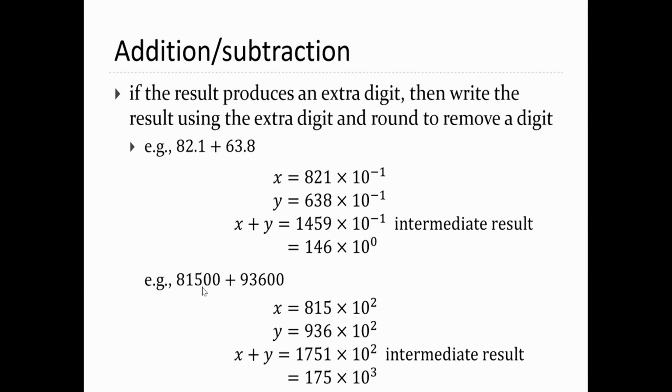Okay, here's another example, 81,500 and 93,600. Write down our 2 numbers so that their exponents are the same, and compute the sum. I have 4 digits, so what am I going to do? I'm going to increase the exponent by 1, so that goes to 10 to the 3. That's the same thing as multiplying by 10, so I divide the significand by 10 and get 175.1. Round the result to 175. And again, notice that the sum has some error in it. It's no longer 175,100. The closest I can represent in our format is 175,000.